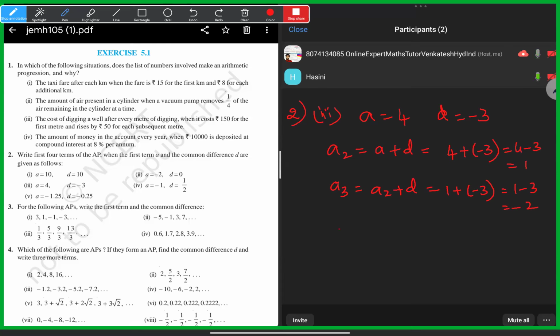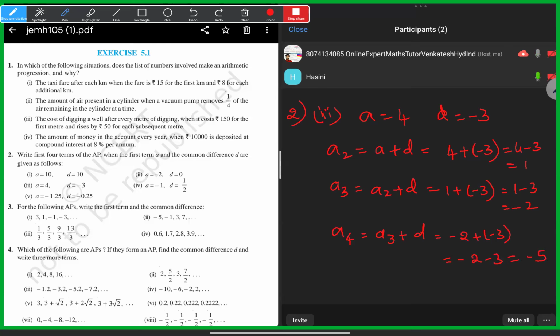Then A4. A4 means A3 plus common difference. A3 is how much? A3 is -2, sir. Yes, so it will become -2 plus of -3, which is -2 minus 3. Both are negative, so we have to add them and write -5.